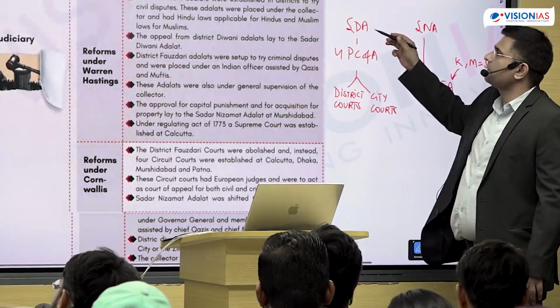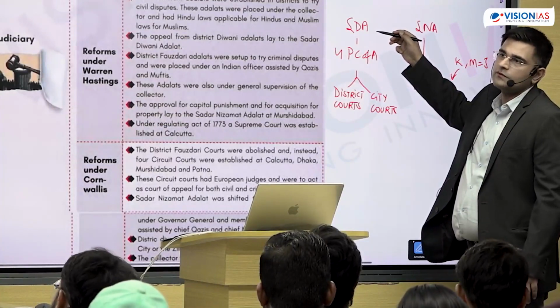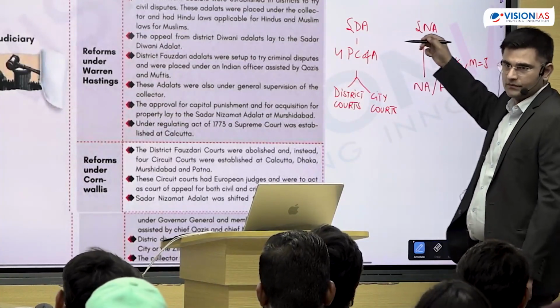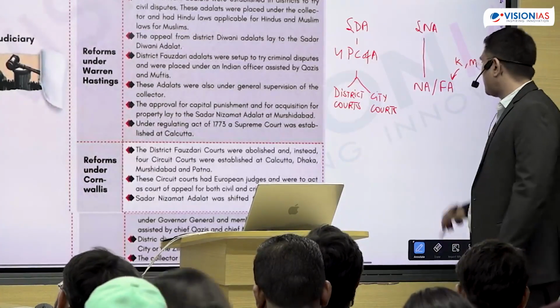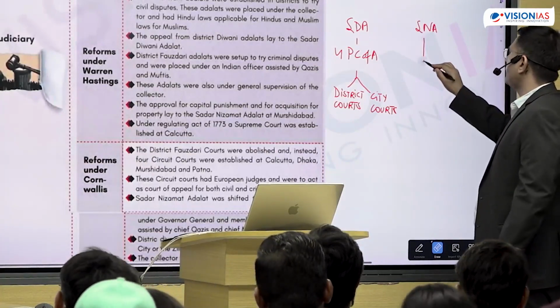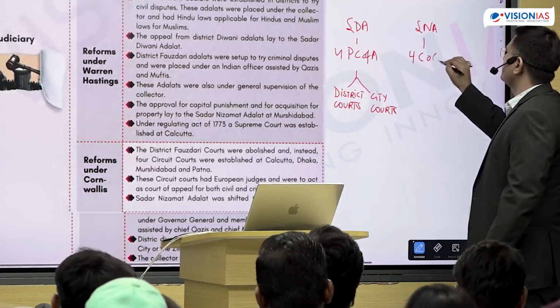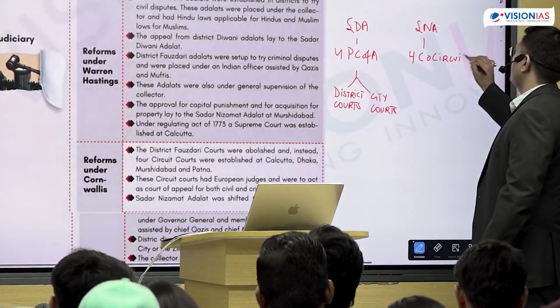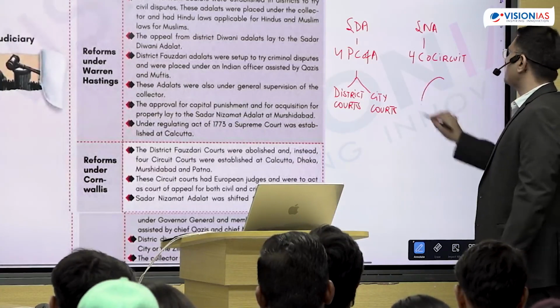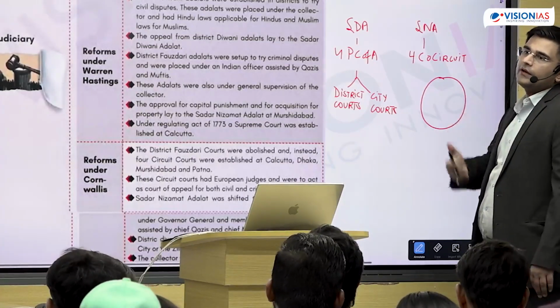What was the reason? Well, since Governor General was the head of Sadar Diwani Adalat, Cornwallis wanted to reduce his workload. Right? In this particular case, he is ending the Nizamat Adalats, and here he is simply having 4 courts of circuit. What is a court of circuit? A court of circuit is a court which sits in different places in different time periods.